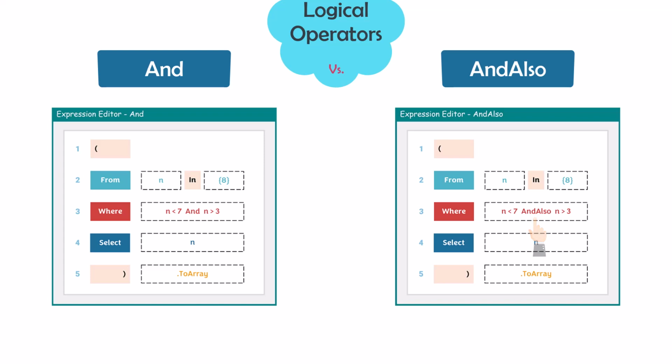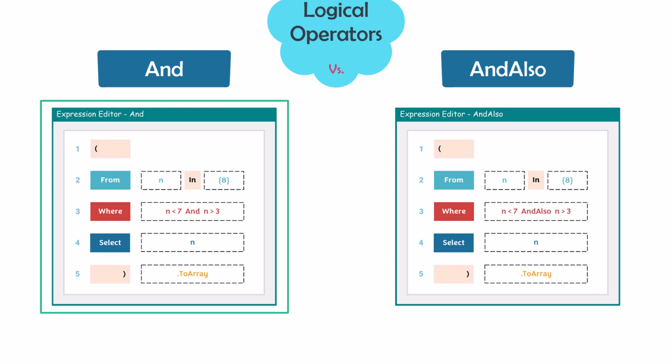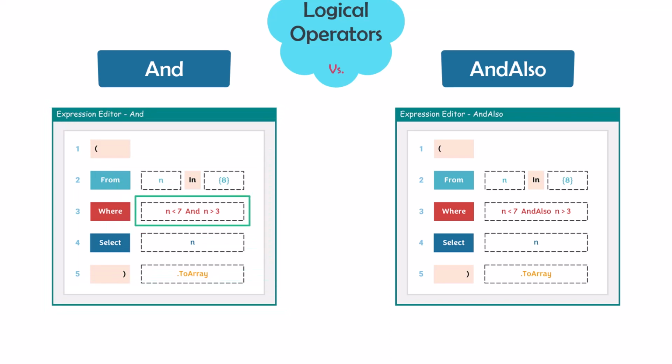Let's now see how the query works for each operator. I will start with the query on the left side. As you see, the condition in the where statement consists of two conditions. So here we first check if the number is smaller than 7. 8 is not smaller than 7, so it's false. As mentioned before, both must be true so that the whole condition is true. So we don't need to check the second condition, but it will be checked anyway. 8 is greater than 3, so it's true. So we have one condition true and one false, therefore the condition is false.